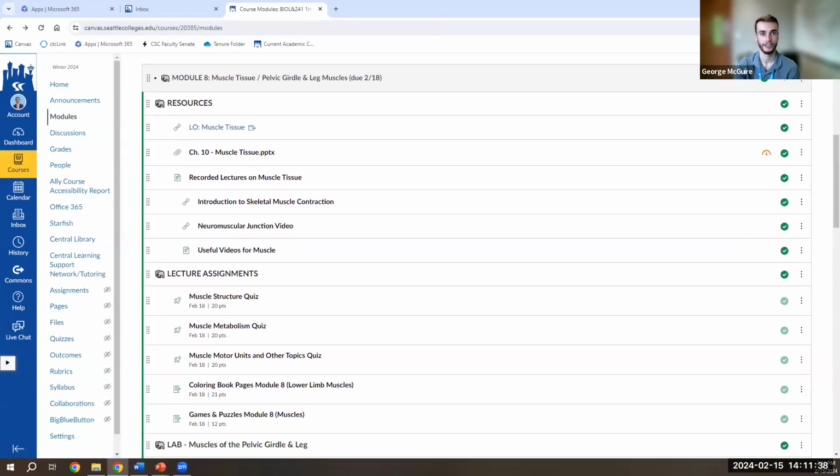Yeah, so that's how we stimulate the release of calcium all the way from a neuron to our muscle cells to allow our muscles to contract.